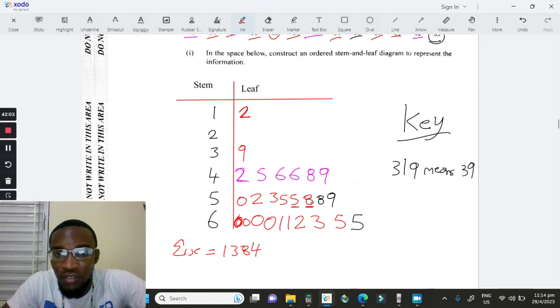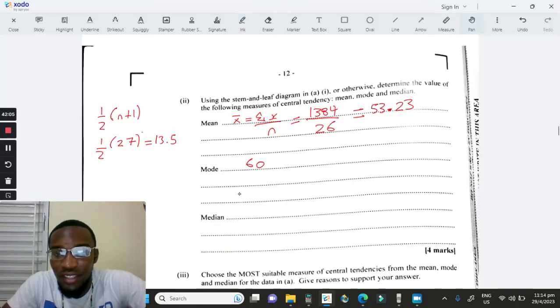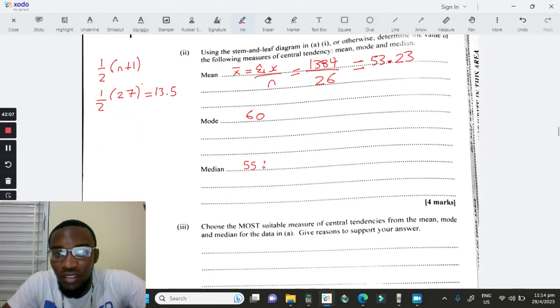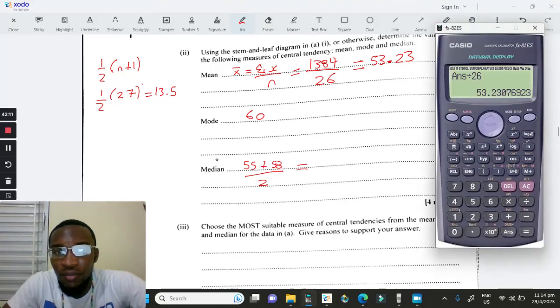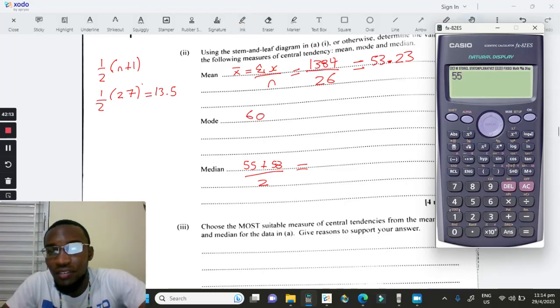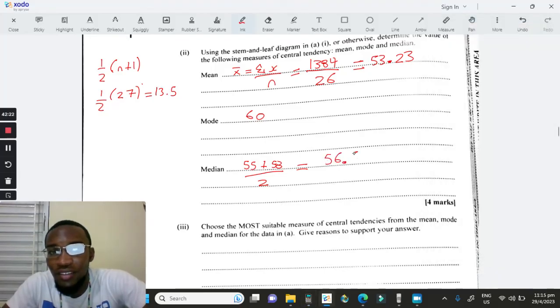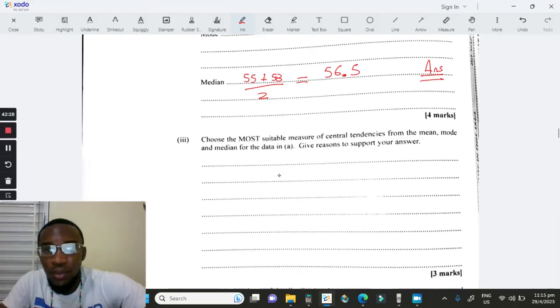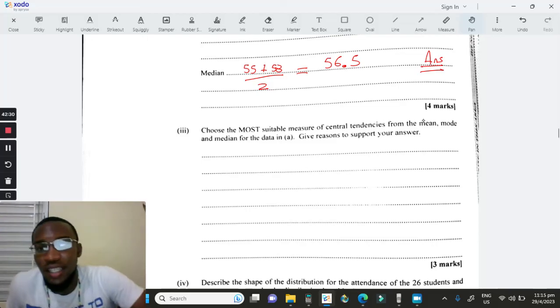This is 13 and this is 14. We're in between 55 and 58. So the median is 55 plus 58 divided by 2. Put that in the calculator. 55 plus 58 divided by 2. In that case, we get 56.5. That's your answer, 56.5. Now it says choose the most suitable central tendency for the mean, mode, and median for the data and give a response.